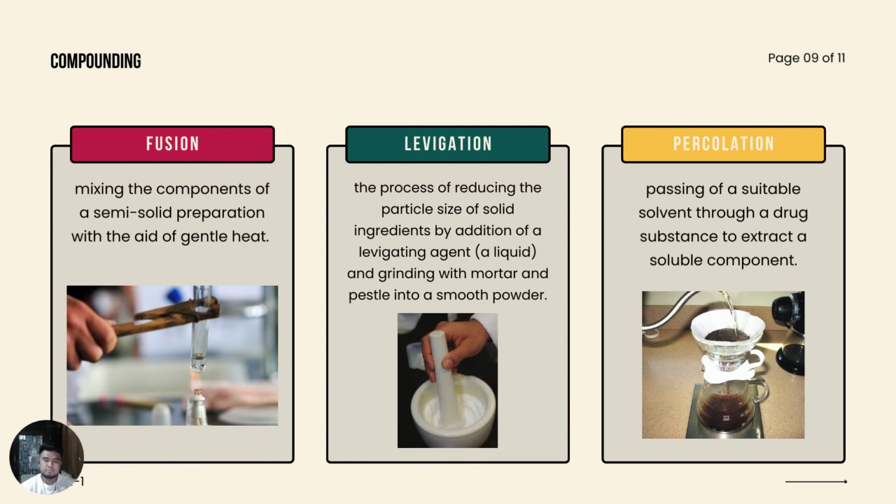Next is the levitation. This is the process of reducing the particle size of solid ingredients by addition of a levigating agent, a liquid, and grinding with mortar and pestle into a smooth powder. As shown in the picture, meron ditong powder na ni-reduce yung particle size.